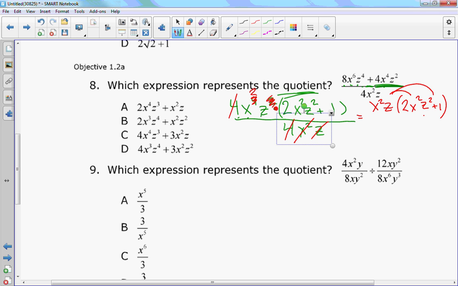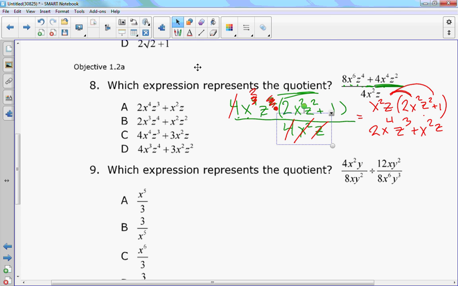Good. You see lots of A's. That's excellent. Even if you just do the first step, it matches. It's the only one that matches. We get 2x to the 4th, because remember you add the exponents when you multiply, z cubed. The only one with that is A. Plus x squared z. So A.